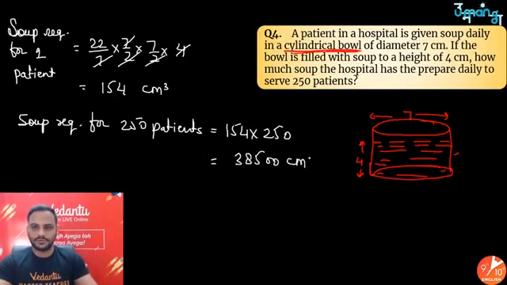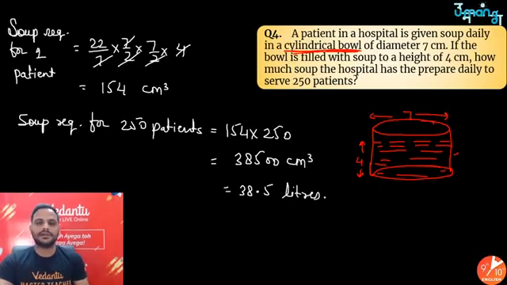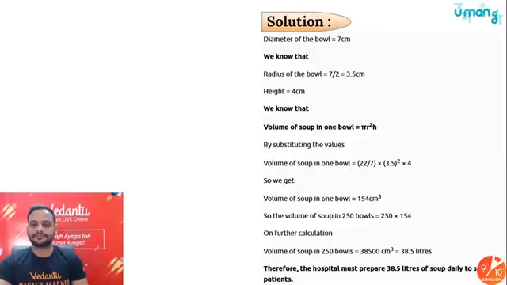38500 centimeter cube. And if you want to convert this into liters, remember whenever we have to convert centimeter cube into liters, divide by 1000. So you'll be getting 38.5 liters. Alright, this is how this question will be done. Okay, let's go for the next question.